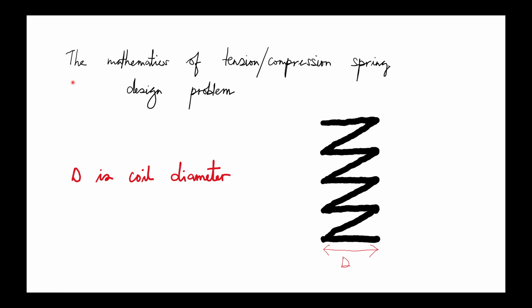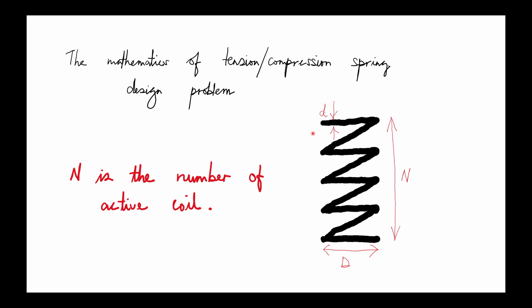and one variable in the design problem is D, which is called coil diameter. The second variable is small d, which is called wire diameter. And the third variable of the tension compression spring is N, which is the number of active coils.